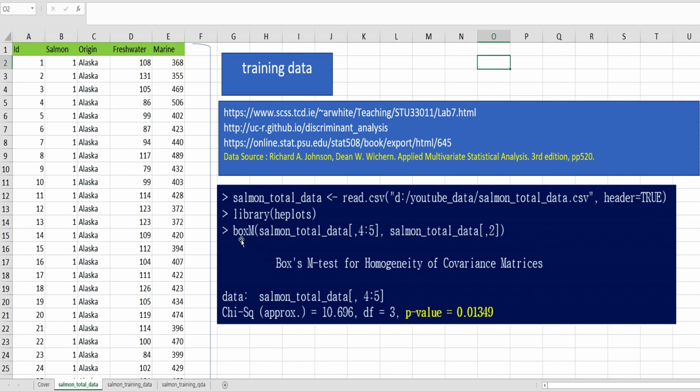According to this Box's M test, we can say that these two groups, Alaska and Canada salmon, don't have same covariance matrices because we reject the null hypothesis.